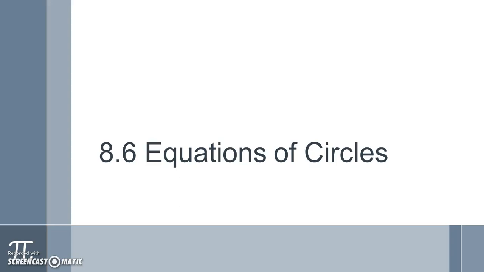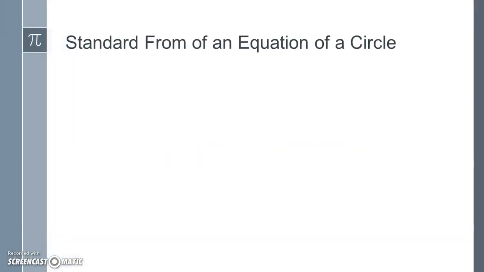Welcome to 8.6, Equations of Circles. So we're going to start with what the standard form of equation of a circle is. So here it is. It's the quantity x minus h squared plus the quantity y minus k squared equals r squared. So what does this all stand for?